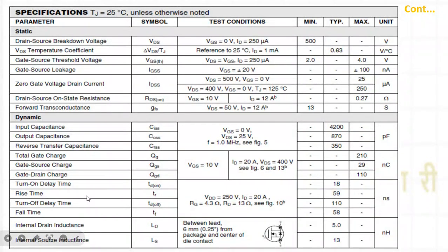What is the rise time for this device, the fall time of the device? Using these we can actually calculate the turn-on and turn-off losses, conduction losses, and switching losses. So we have a rough idea about the efficiency of this device. These are some important things you have to look at when you see any data sheet.